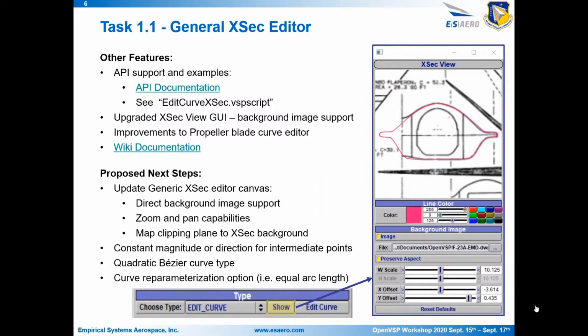One option is a quadratic Bezier curve type, which would basically just set the two intermediate control points of a cubic Bezier curve to the same values. Also, we are likely going to add a curve reparameterization option. So if you are modifying the U parameter and things get a little bit messed up, we can have something that will put it back to a parameterization that will work better with other tools in OpenVSP.